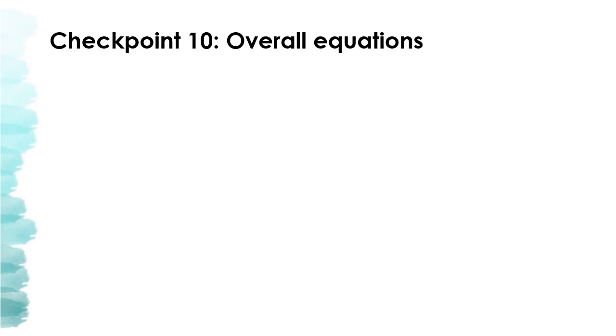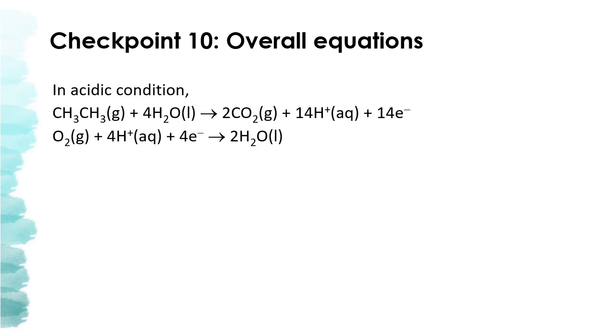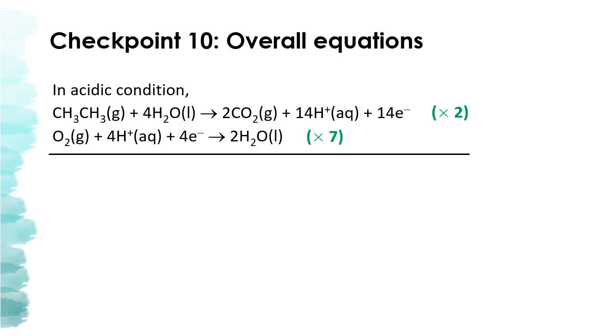I will try to show you the mathematics involved for fuel cell 1 and fuel cell 2 for the hydrocarbon as a fuel. So let's start. In acidic condition, we have these two half equations and we need to find the LCM. So times 2 and times 7. Then after that, you will get 28 electrons. After that, you can cancel out, and that is the overall equation for the redox reaction for this fuel cell.